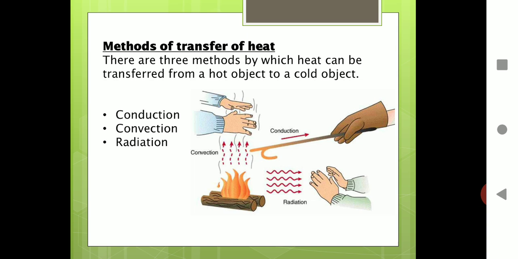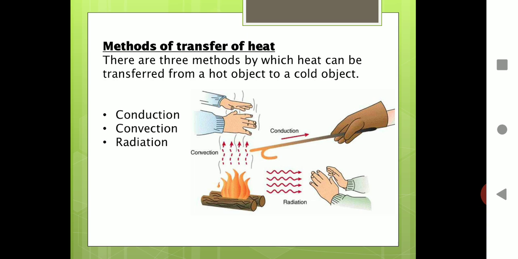Now, here there is a figure that is representing all the three modes of transfer of heat. There is a hand which is holding a metallic rod, and that rod is being heated by keeping the rod in the flame. Now, the hand is wearing a glove. Why is the hand wearing a glove?